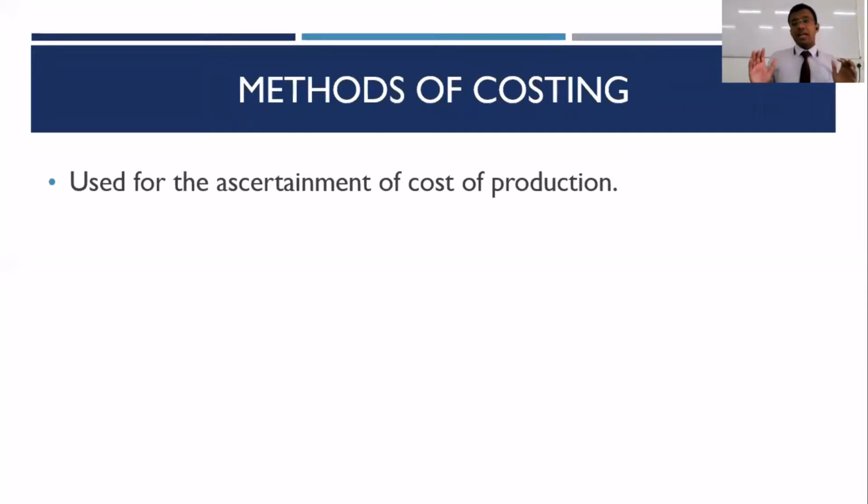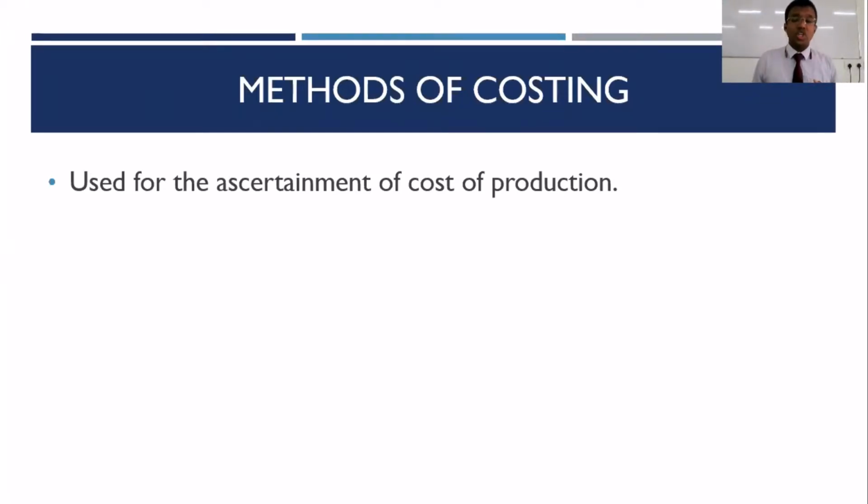Method of costing gets applied by a business so that they can ascertain their cost of production. Any business is in the activity of converting raw materials into finished goods. In the due course of converting the raw material into finished goods, they would be incurring different types of costs. We saw some of the classifications of cost in the previous sessions. So they would have direct costs, they would have indirect costs.